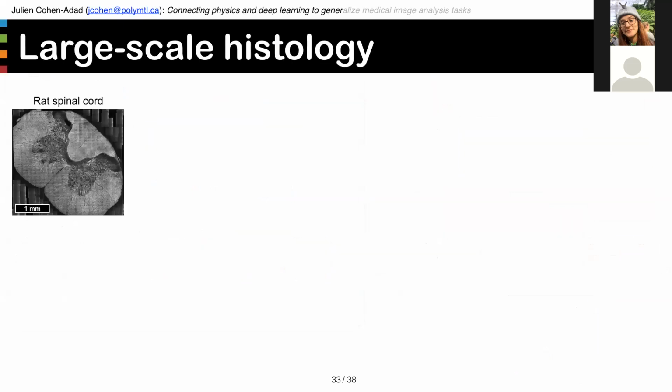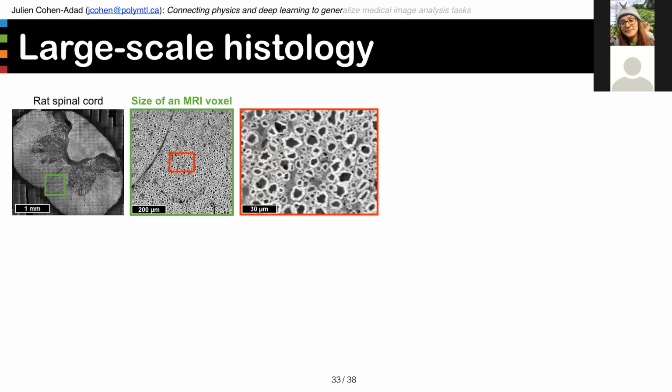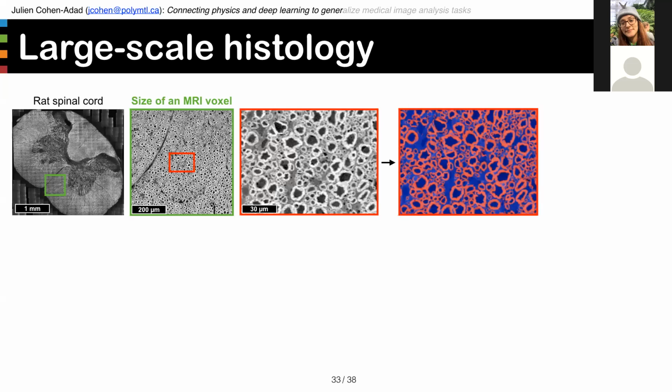If you take a full-scale image of, let's say, a rat spinal cord tissue, that's how it looks. When you start zooming in, you have the scale at the bottom left of each panel. You start seeing the microstructure that we are interested in. So what we want to do, our goal here, is to segment individual neuronal cells called axons in order to then compute the metrics that we are interested in for validating our MRI data.